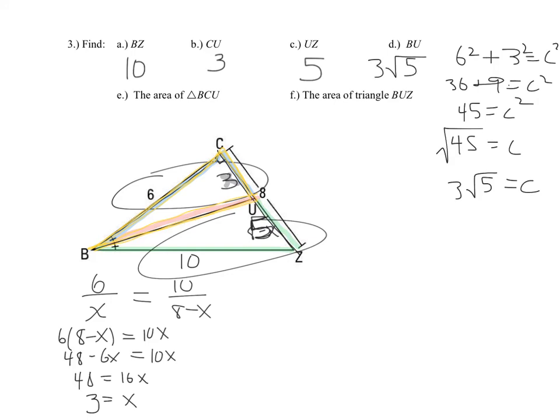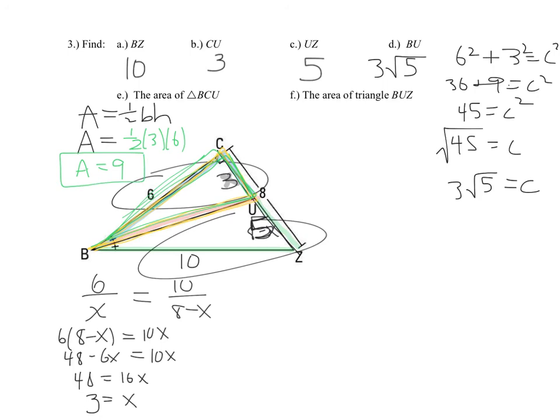Okay, the last two questions are finding the area of these triangles. So I hope you remember that the area formula for a triangle is 1/2 base times height. So for BCU, the base and my height of this triangle right here would be 3 and 6. So 1/2 times 3 times 6. So 1/2 of 18. So the area of that one is 9. 9 square units. We don't have any units here.